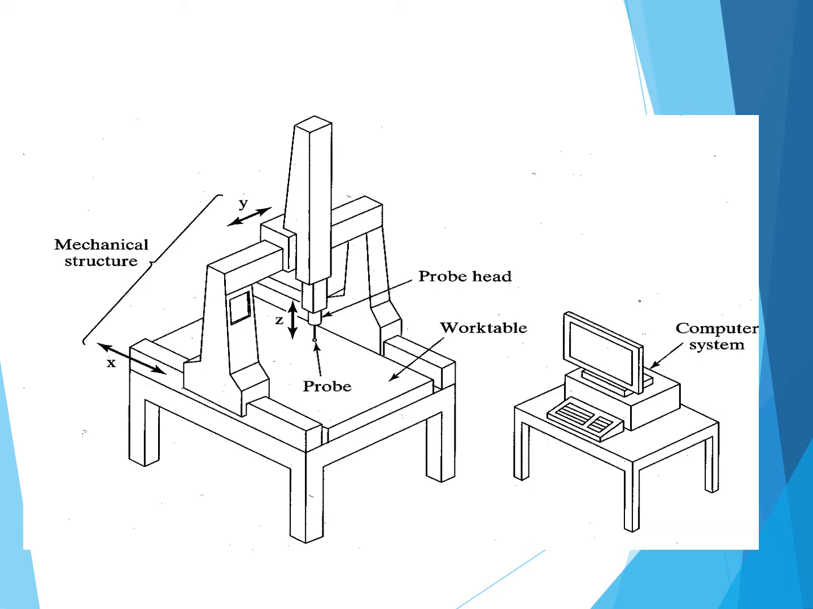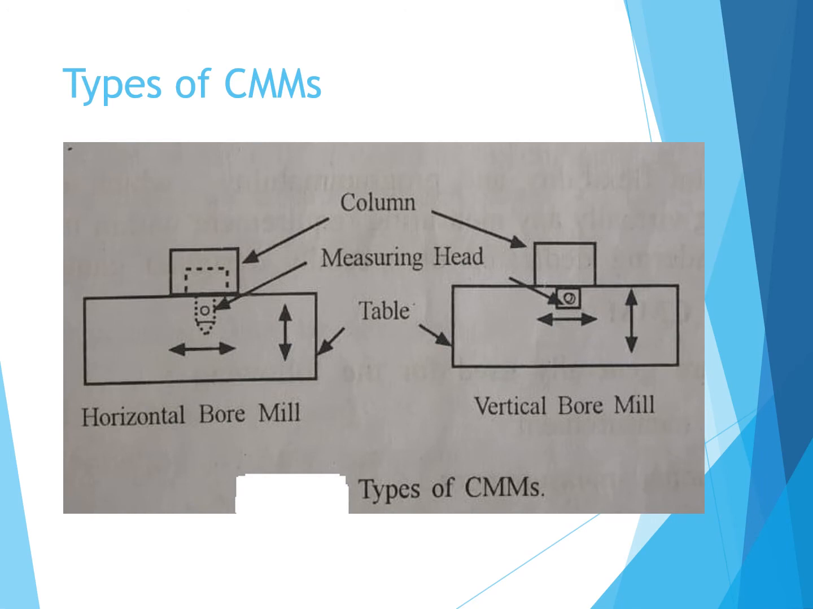Here you can see an example of a CMM which has been connected to a computer. Then you are seeing these two different types, horizontal bore mill type and vertical bore mill type. The horizontal type is used for large and heavy workpieces, and the vertical type is used for relatively slow work which is very accurate and precise.